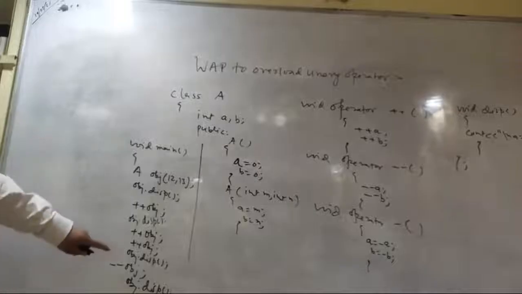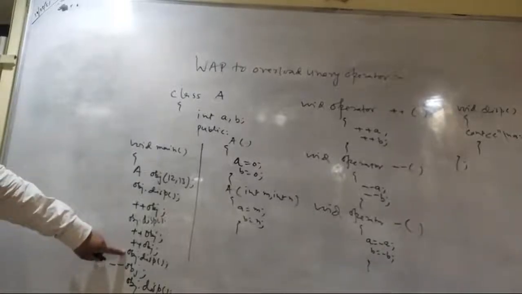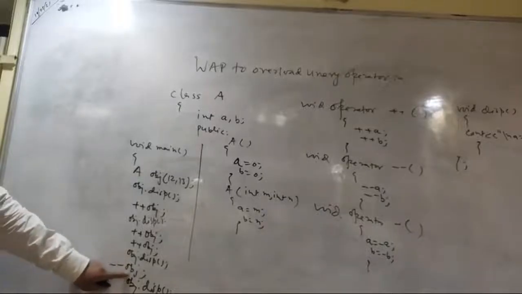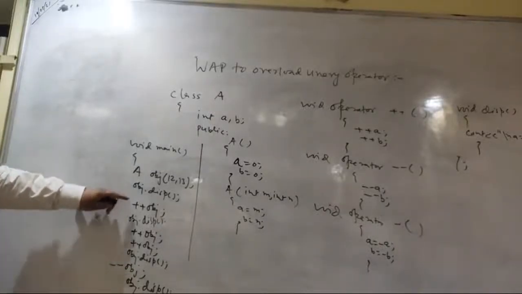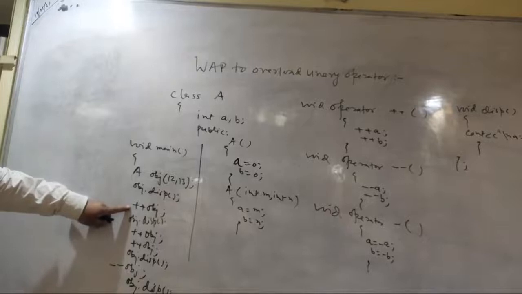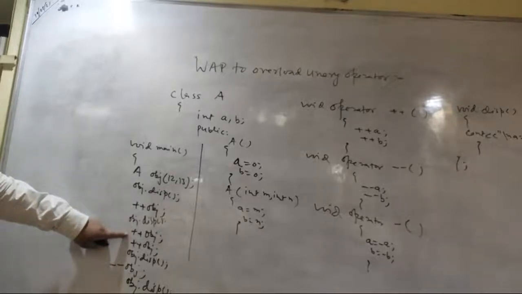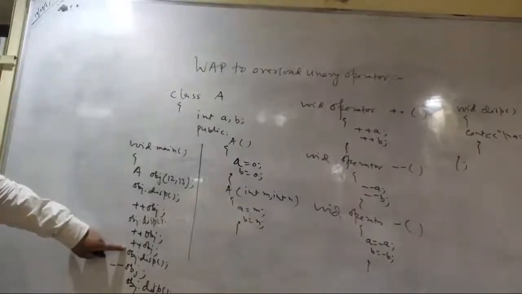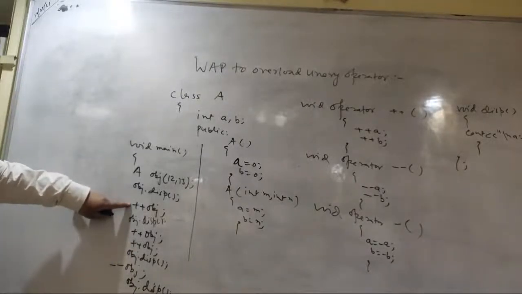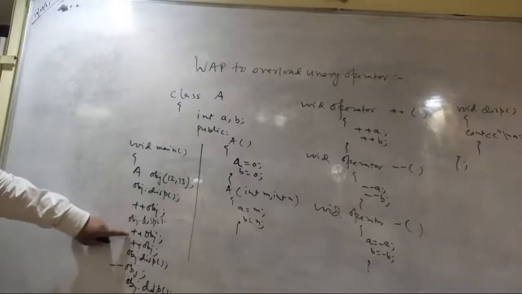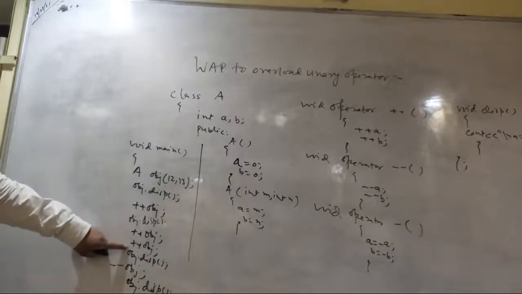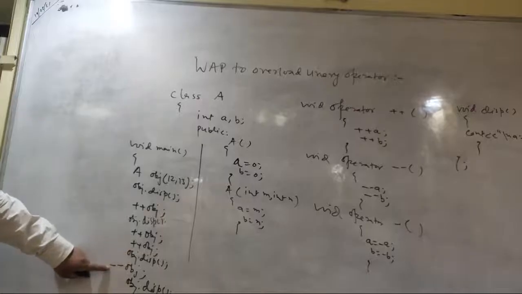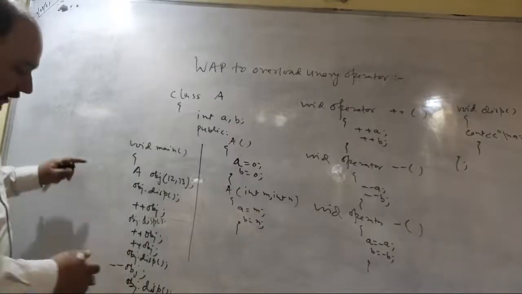That means up to the previous one, whatever value for A and B we have, on the basis of that value the value is decremented here. Suppose here it is 13, 14, then here 14, 15, here 15, 16, then 15, 16, that means 14, 15, and after that you want to negate it.